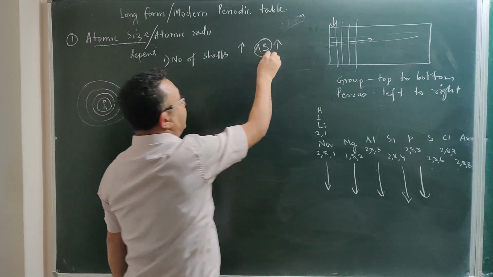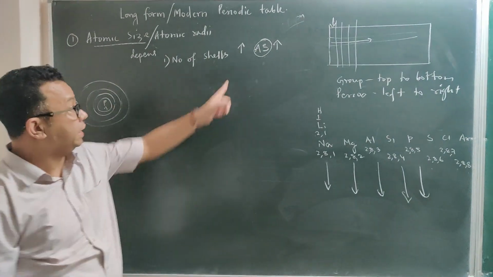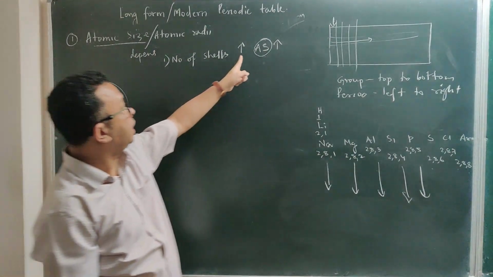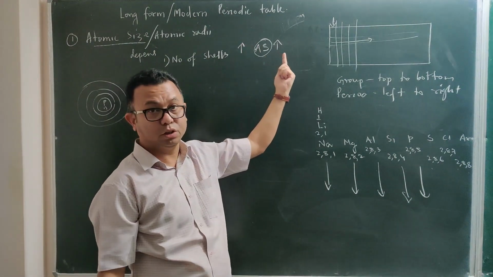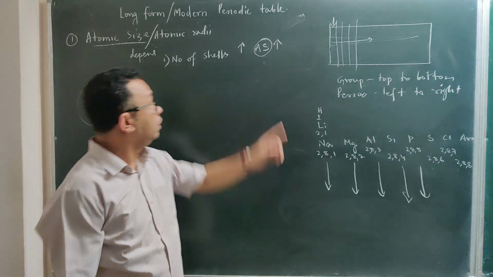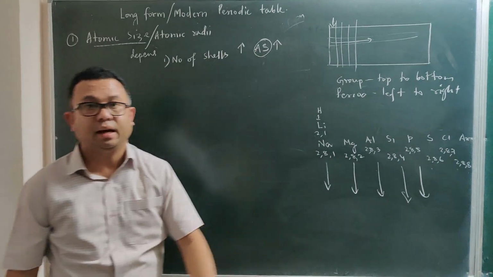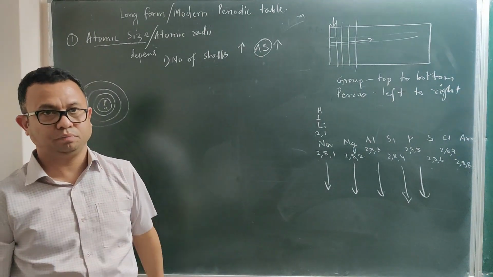Whereas here, when I write AS, AS is standing for atomic size. So directly proportional. As you can see, the arrow is here also. This one is also pointing up, this one is also pointing up. So atomic size and number of shells, they are directly proportional.